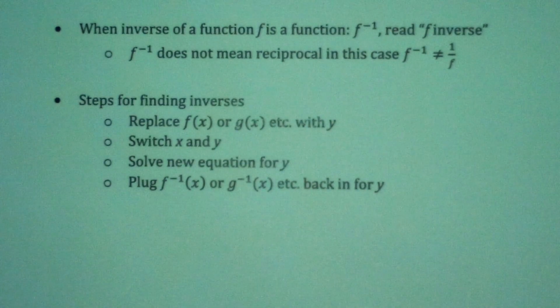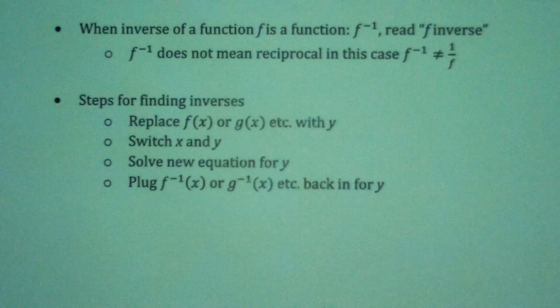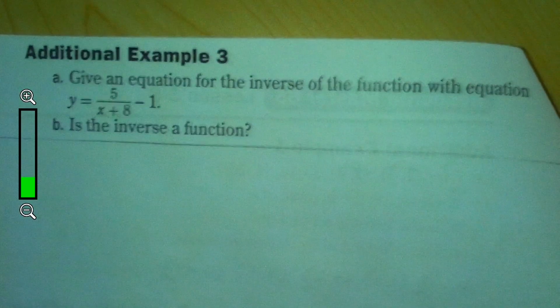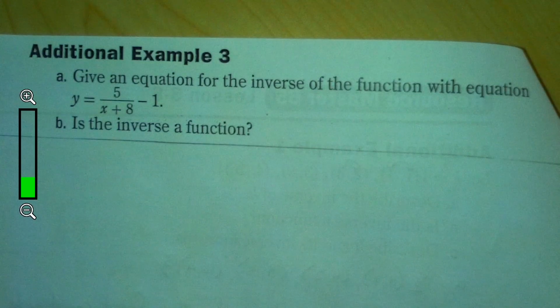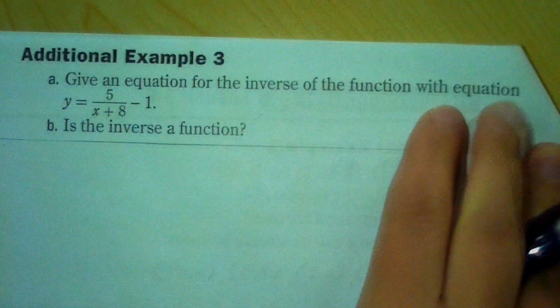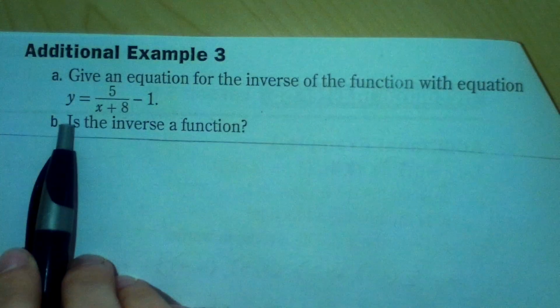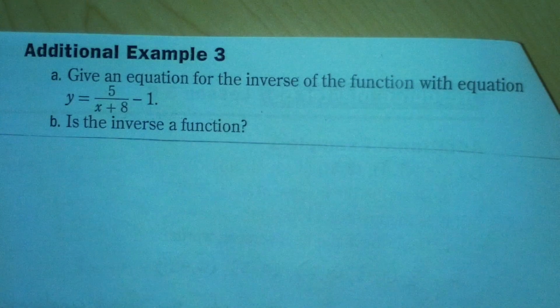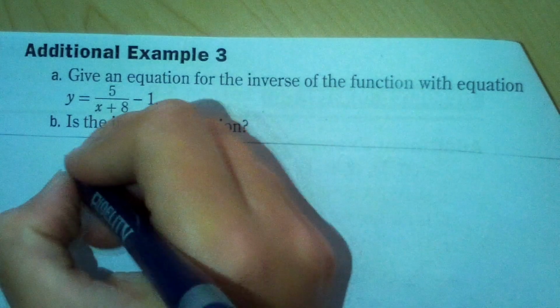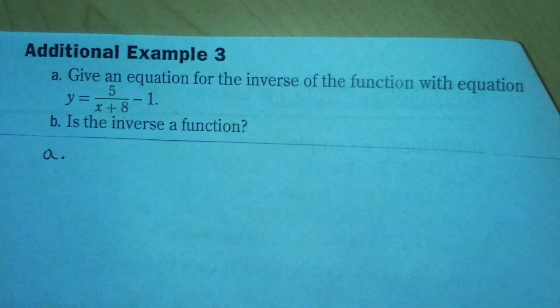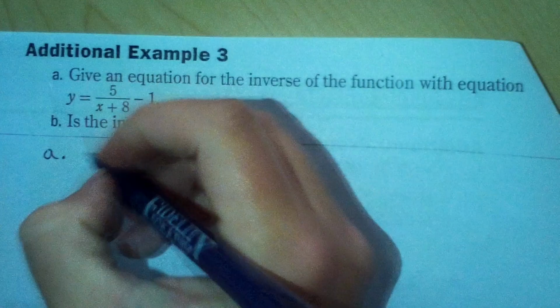And then they just want to know if it's a function or not. Again, what I would do is just do it on the calculator. It's the easiest way. If you want to see the original one, you can also type that one in: 5 divided by parentheses x plus 8, minus 1 is the original. And then the new one would be 5 divided by x plus 1, minus 8. So that's our original, and that's our new one.